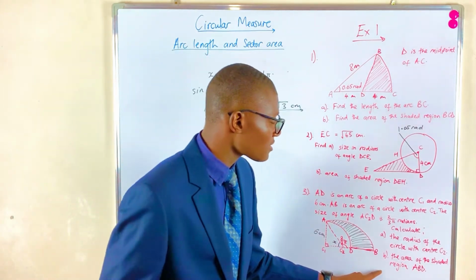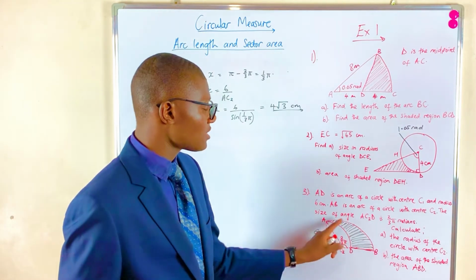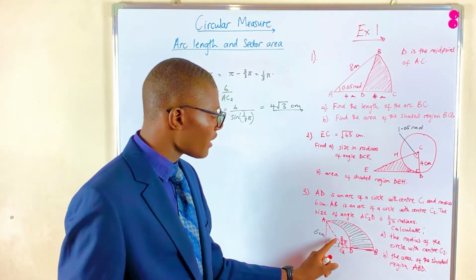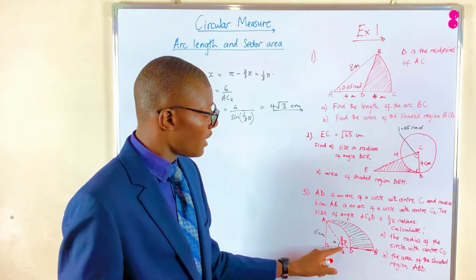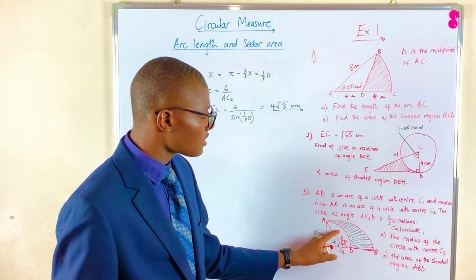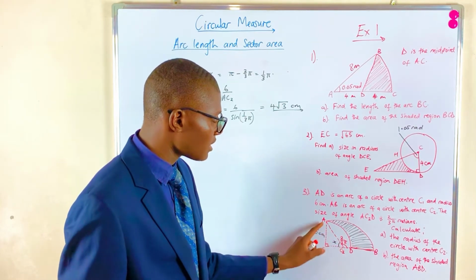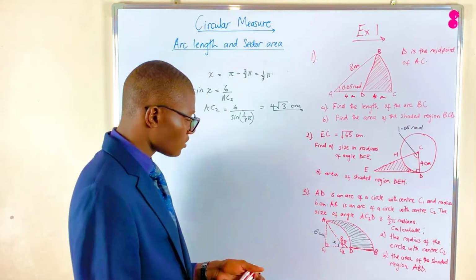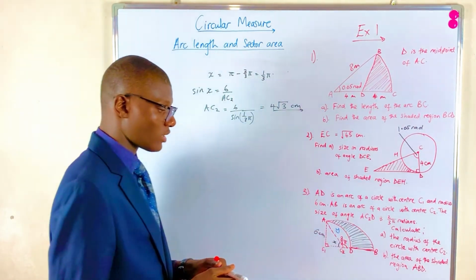Then the second part says calculate the area of the shaded region. So the area of this shaded region, right? What we want to do is calculate the area of the sector ABC2, and then we subtract from it the area of this region, which is part of the sector. But now, how are we going to calculate the area of this region? Let's call this region Y. So that is region Y.